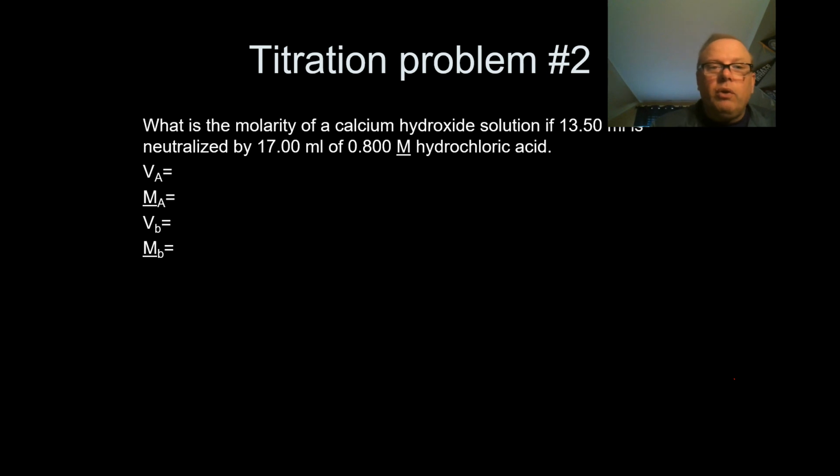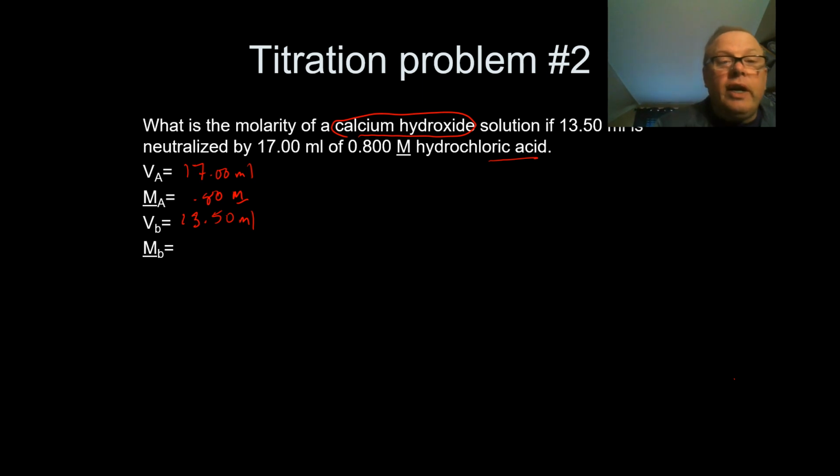Here's problem number 2. What is the molarity of a calcium hydroxide solution at 13.50 milliliters? So the volume of the base then is 13.50 milliliters. It is neutralized by 17 milliliters, so that's the volume of the acid, and it's 0.8 molarity hydrochloric acid. So 0.80 molarity. No reason to do anything with that. Now this is calcium hydroxide, so we are going to need to treat our answer at the end. So let's get a quick answer first.